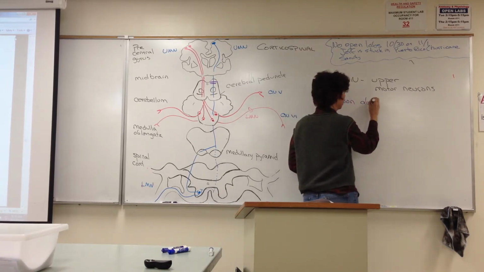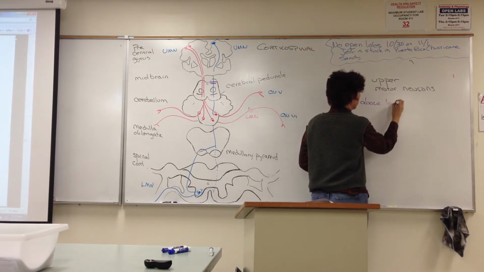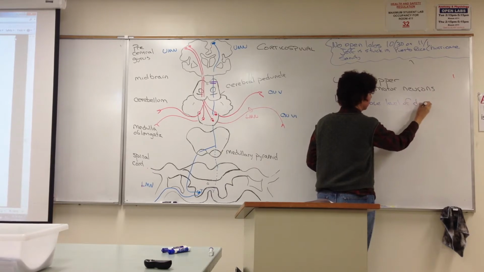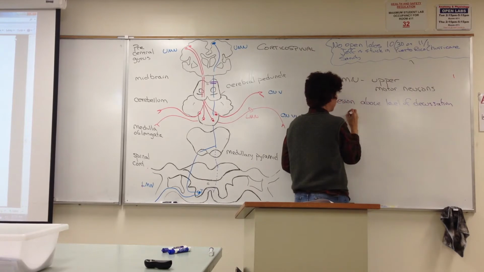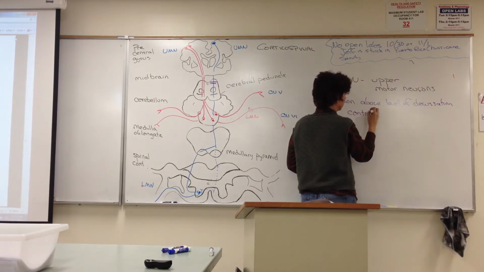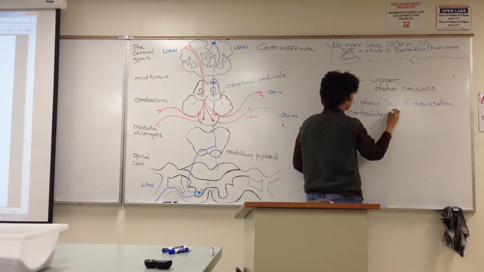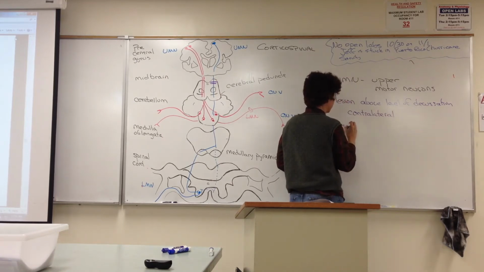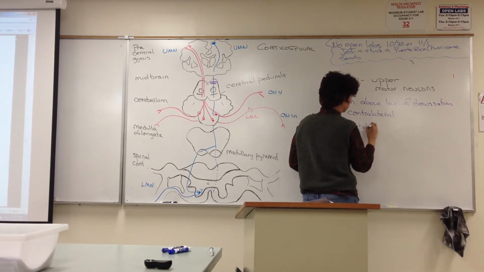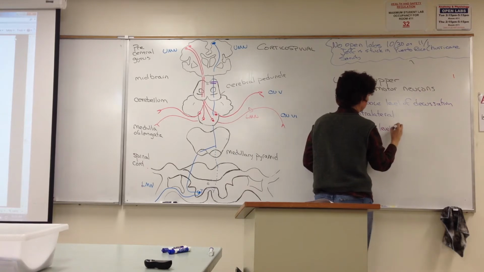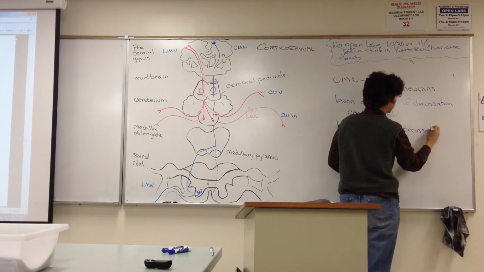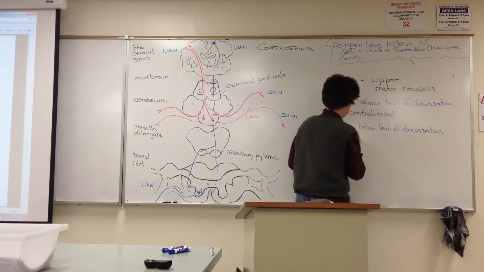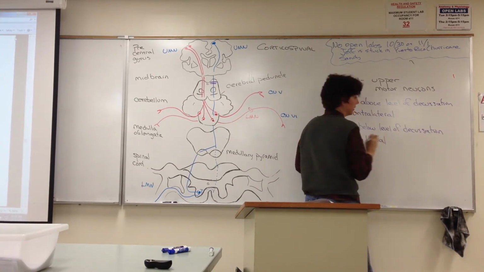So if the lesion is above the level of decussation, then we have contralateral. If our lesion is below the level of decussation, then we have ipsilateral, because it's already crossed over.